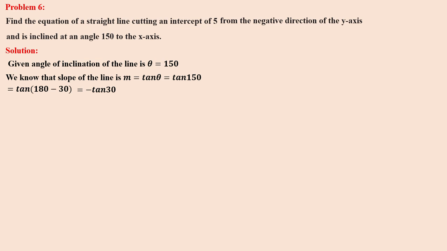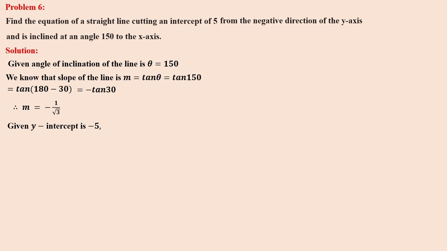So if it is in the second quadrant, in the second quadrant only sin is positive. Here you are having tan, so you will put a negative sign, some minus, right? Then the degree 30, so minus tan 30 degrees, right? So we know the tan 30 value, that is 1 by root 3. So m is equal to minus 1 by root 3.